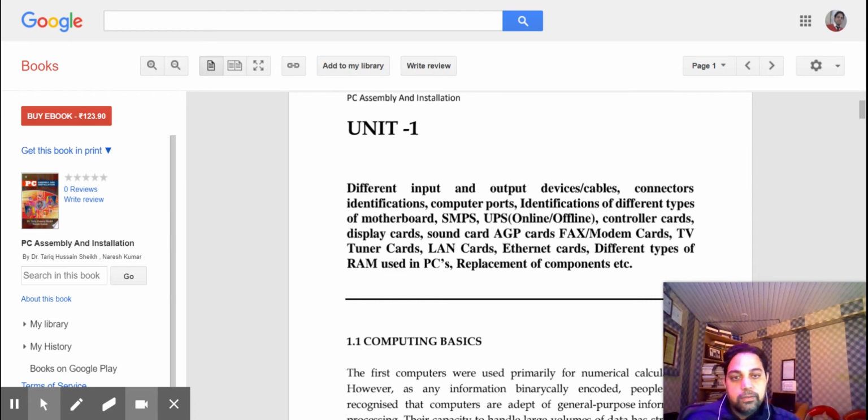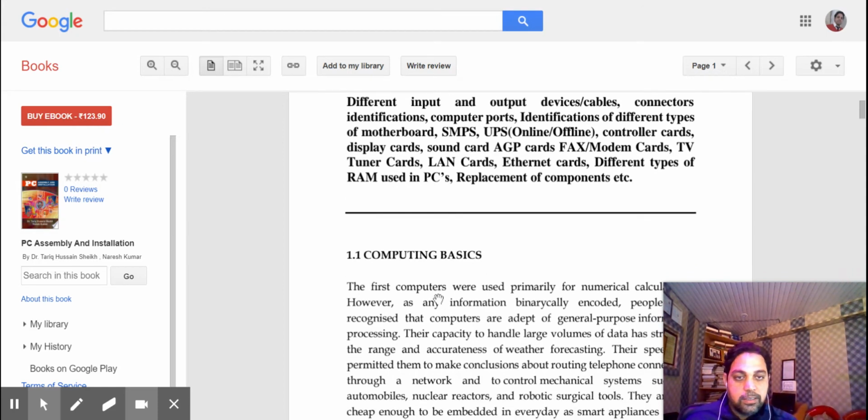Before going to the input and output devices, we can learn the history and a brief introduction about the computers. The cables, the connectors, identification of computer ports, different types of motherboards, SMPS, UPS, online, offline, controller cards, display cards, sound card, AGP cards, fax modem cards, etc. that have been comprehensively used for computer systems. TV tuner cards, LAN cards, Ethernet cards, and different types of RAMs used in PCs, replacement of components, etc. This is the brief syllabus of your first unit.